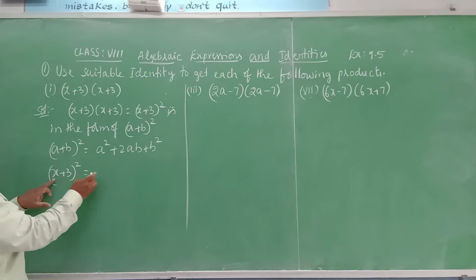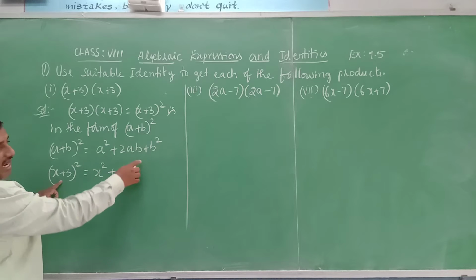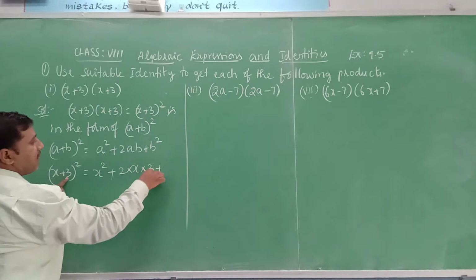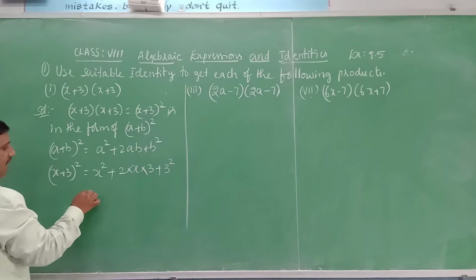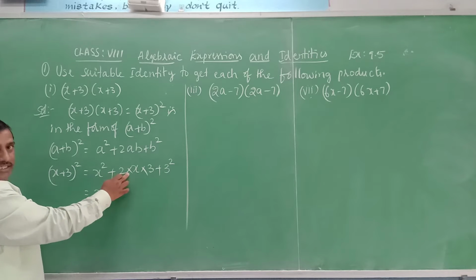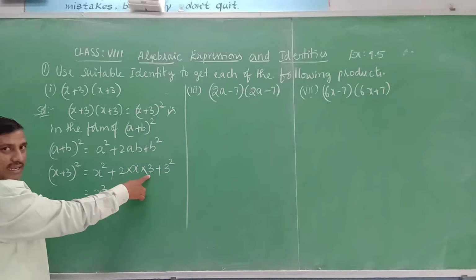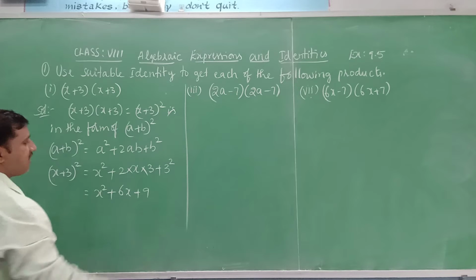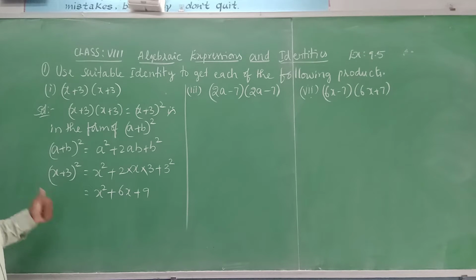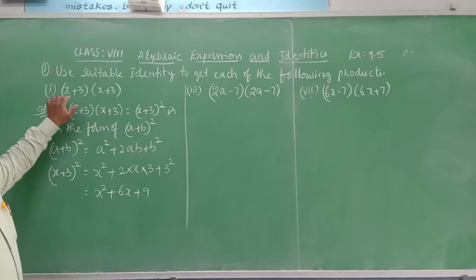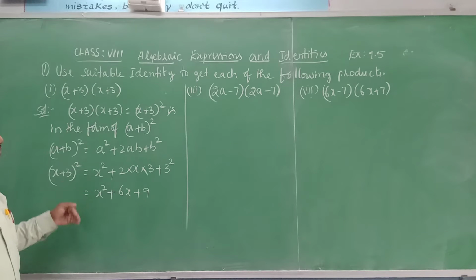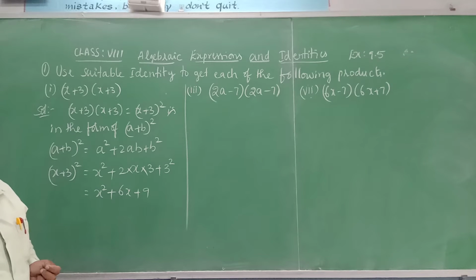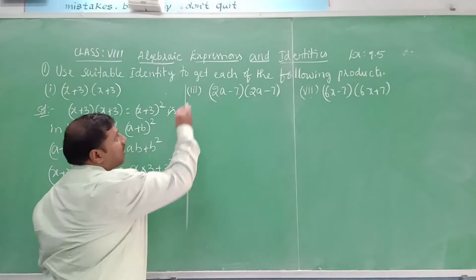A square means the first term, it is x square, plus 2ab, 2 into a, which is x, into b, which is 3, plus b square. B square means 3 square. Now we simplify. X square, plus into plus is plus, 2 into 3 is 6, into x, it is 6x, plus 3 square is 9. So like this we will find the products using the identities. Instead of multiplying a binomial by a binomial, we use the first identity to find the product of (x plus 3) into (x plus 3). Clear?